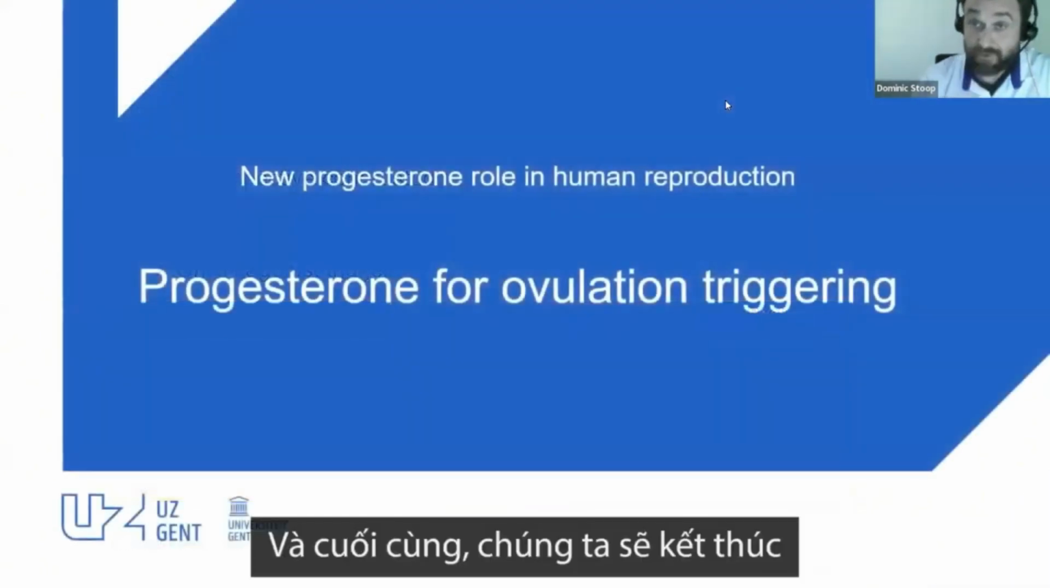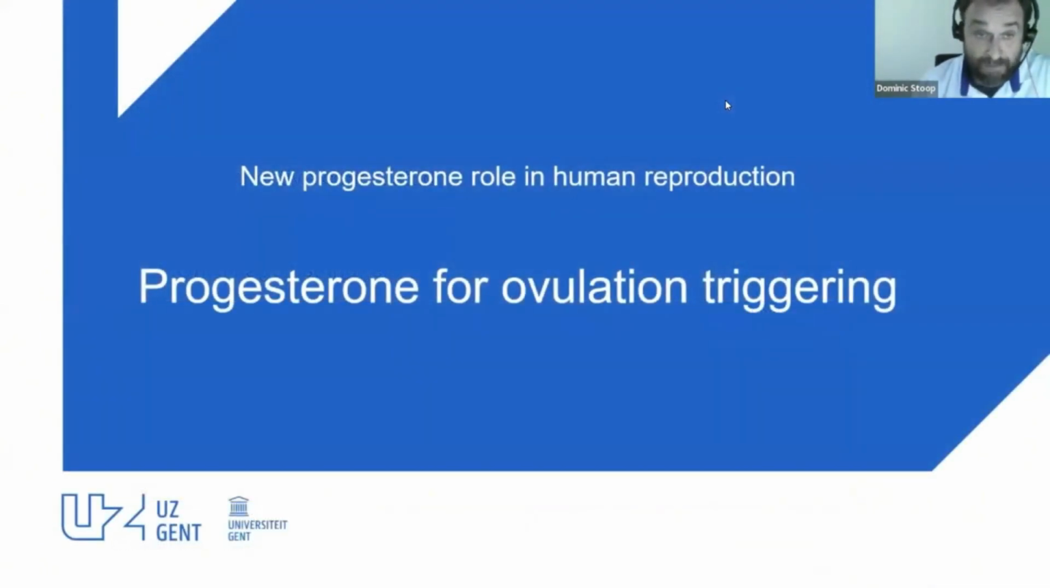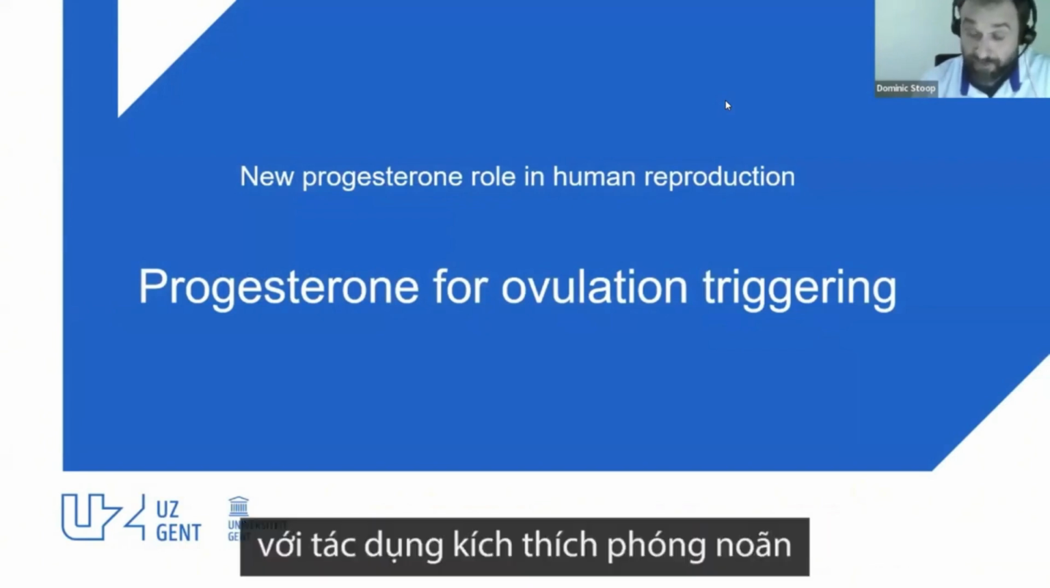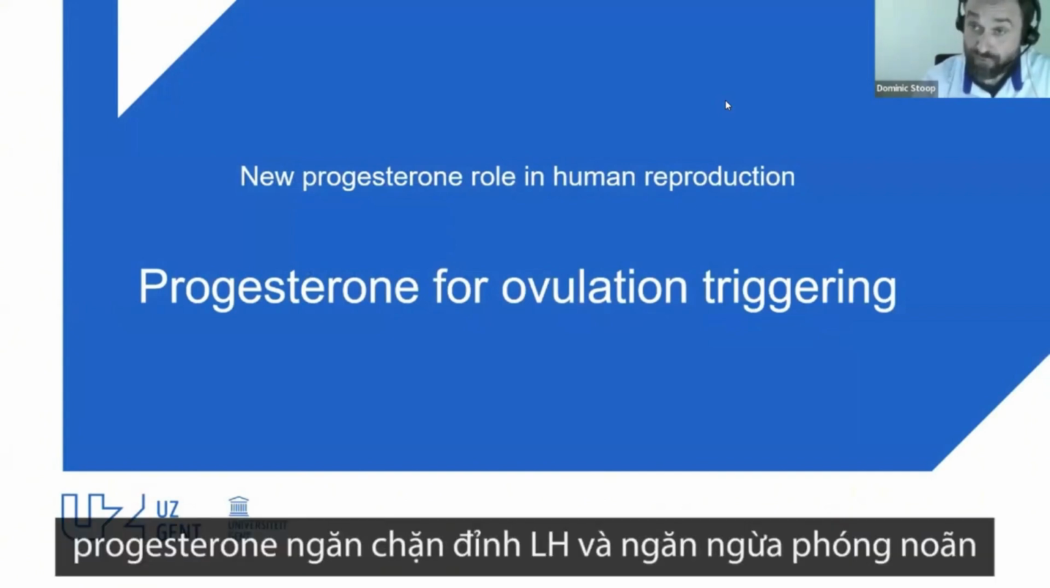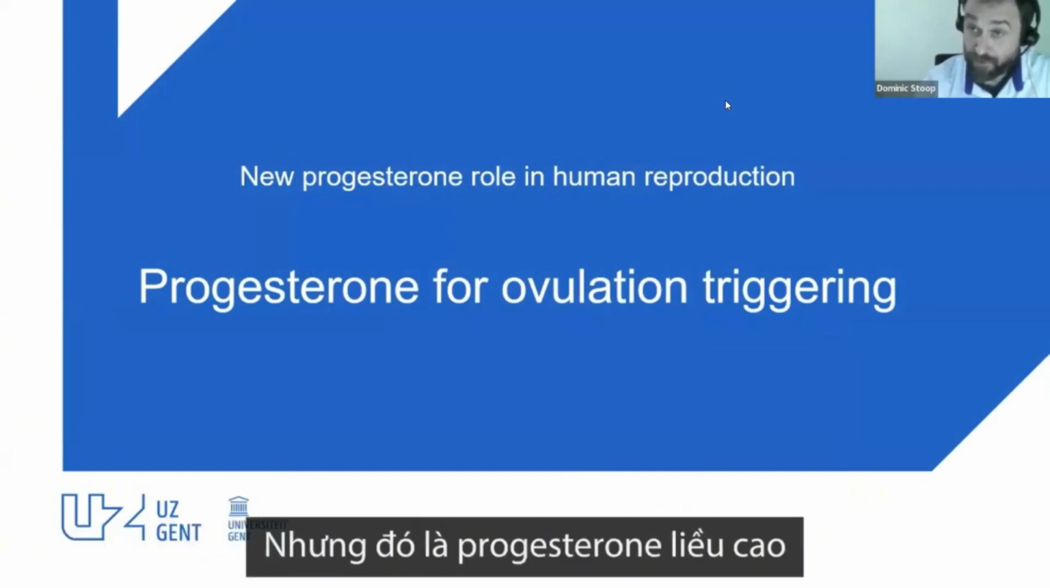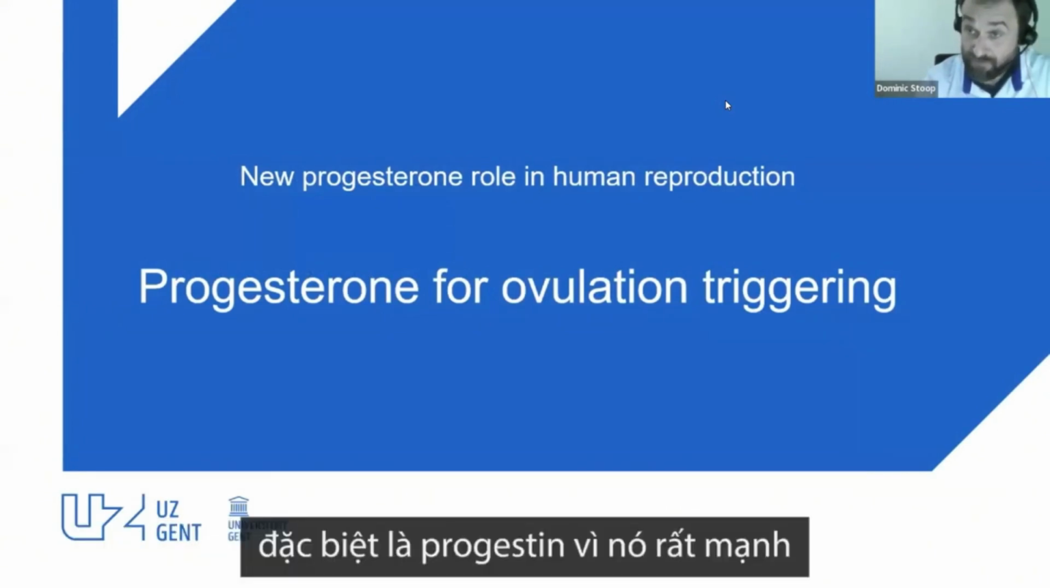And then finally, we're coming to a close. A word on progesterone for ovulation triggering. And it's a bit contradictory because we've just been talking about progesterone to prevent LH surge and to prevent ovulation, but there we talked about high dose progesterone, especially for the progestins because they're very potent.